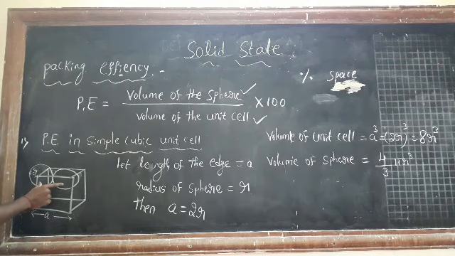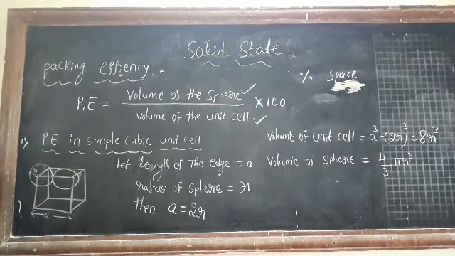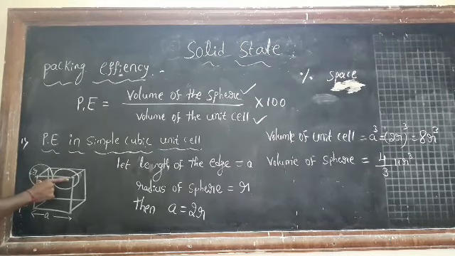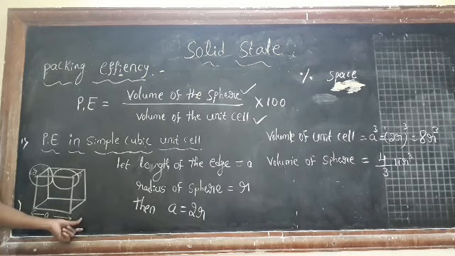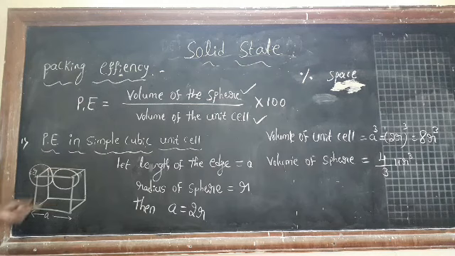For our convenience, in the calculation of packing efficiency, we consider only two spheres which are present along one edge of the cube, that is, the edge of the unit cell. This is a cubic structure. We consider the unit cell in the form of a cube. So in that cube, along one edge, there are two particles present.